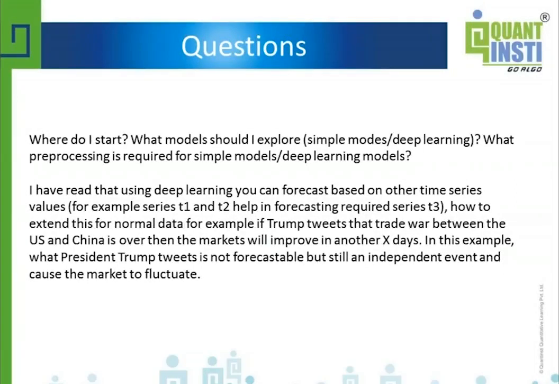I have read that using deep learning, you can forecast based on other time series values. For example, series T1 and T2 help in forecasting required series T3. How to extend this for normal data?